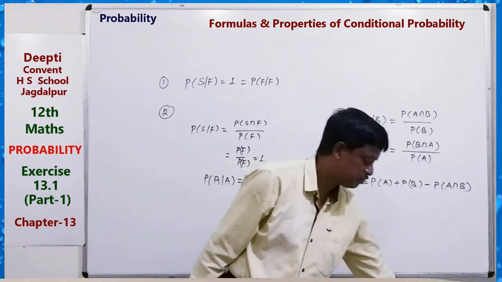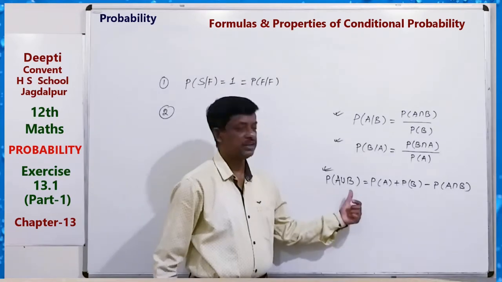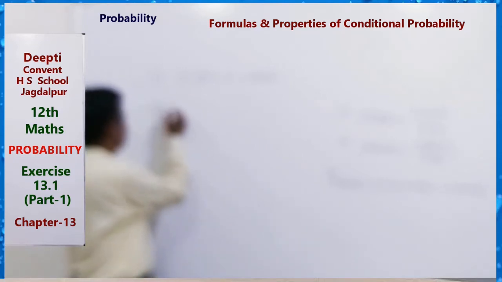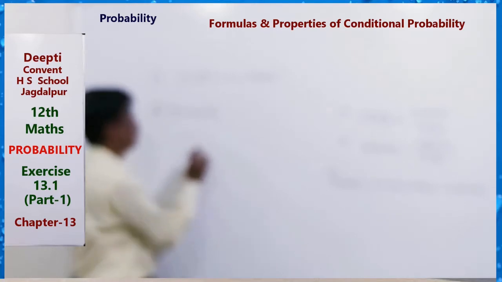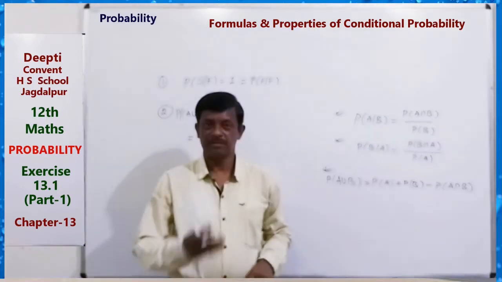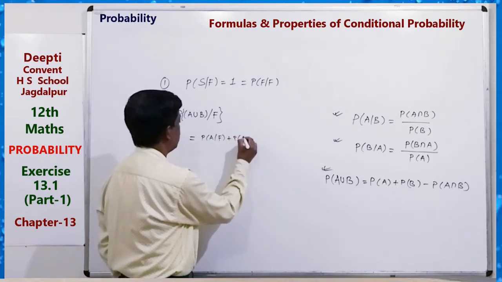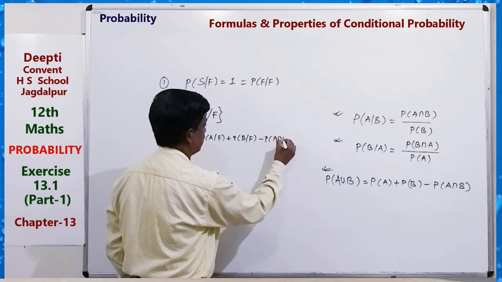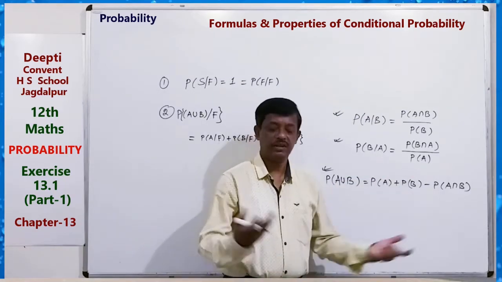Now the second property, just like this theorem. Suppose A union B. The probability of (A union B) by F, that is, the probability of A union B given F has already occurred, divided by P(F). It equals P(A/F) plus P(B/F) minus P(A intersection B / F). You can use this.